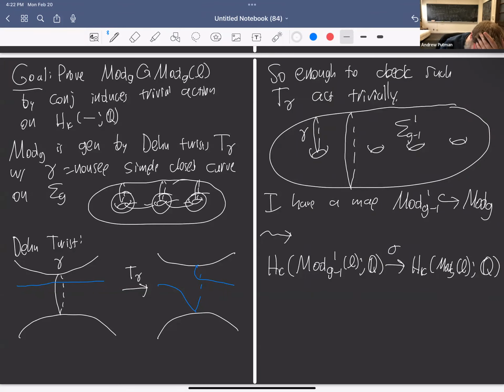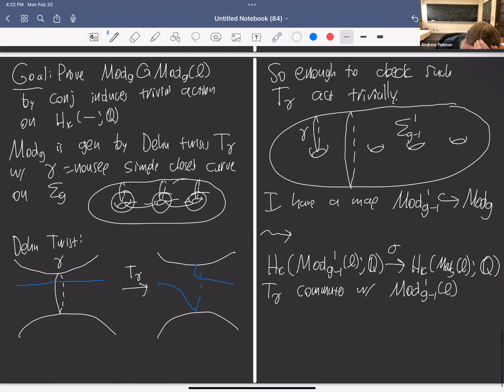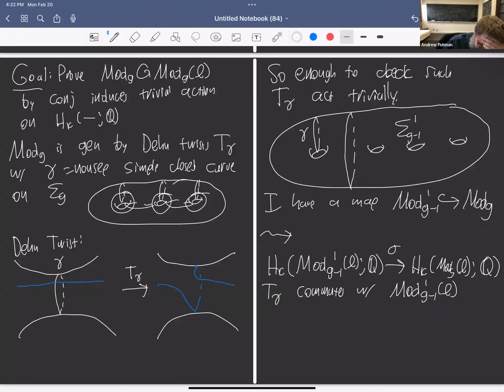So I want to make the observation. The Dehn twist about gamma commutes with Mod G minus 1, 1 of L, right? That subgroup consists of things that are supported on this subsurface over here, right? This Dehn twist doesn't touch those at all. If you have a mapping class that's supported over here, it doesn't interact at all with the Dehn twist. They commute. And so the Dehn twist acts trivially on the image of sigma, right?